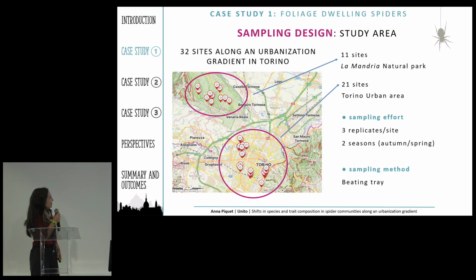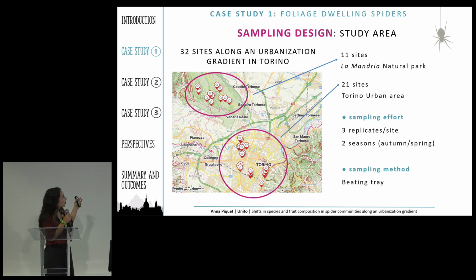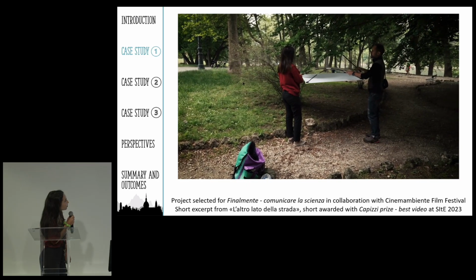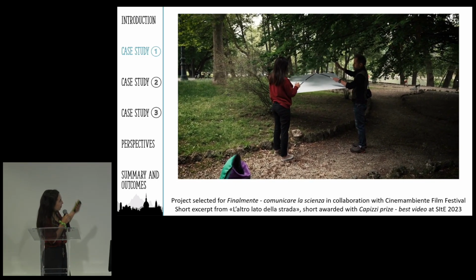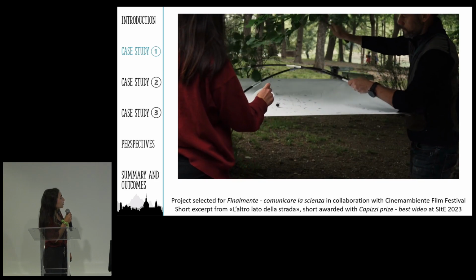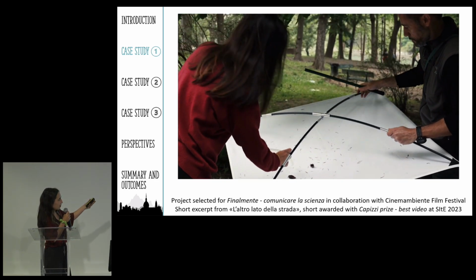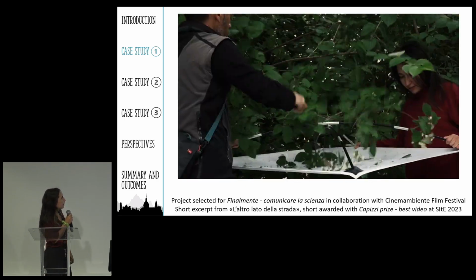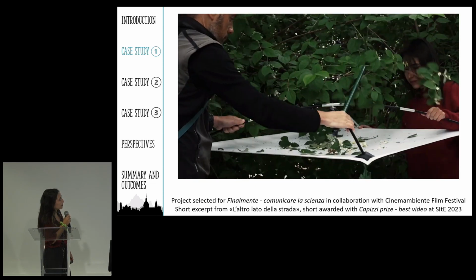So, in the first case study, I sampled in 32 sites along an urbanization gradient in the city of Torino, and also in a control area that is a natural park located just outside the city. I sampled in two seasons, using a beating tray, which, for those who don't know, I also didn't know until last year, is this kind of tool. You shake or beat the lower branches of the trees, and the specimens fall in this tray. Then you collect them and store them in alcohol. Then I bring them to the laboratory and identify the spiders at species level.